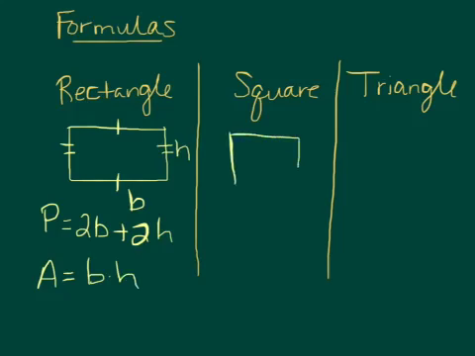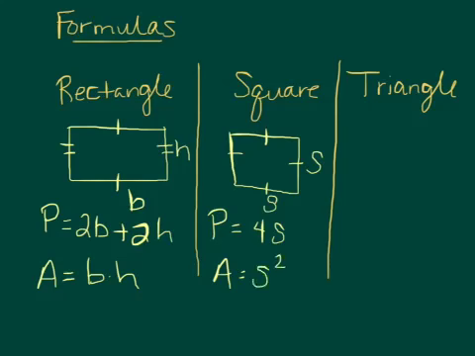A square is a special type of rectangle where all sides are congruent, and the perimeter with side length s is just 4s, and the area is s squared. Fantastic. And then a triangle, I'm going to draw any kind of triangle with A, B, and C.